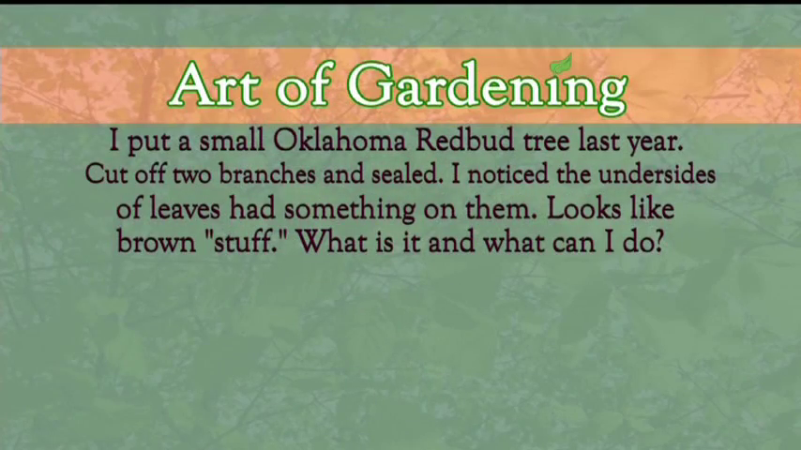Let's see if we have another question here we can answer. Okay. All right. There we go. Put a small Oklahoma redbud tree in last year, cut off 2 branches and sealed, and notice the undersides of the leaves has something on them. Looks like brown stuff. What is it and what can I do?